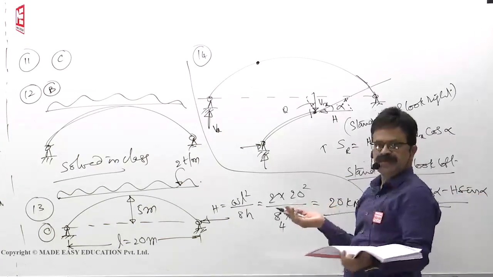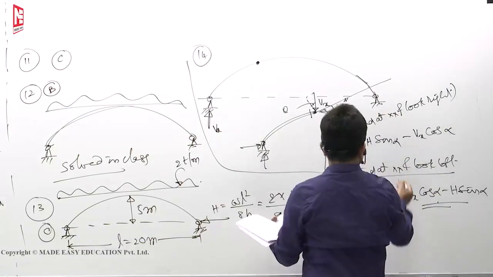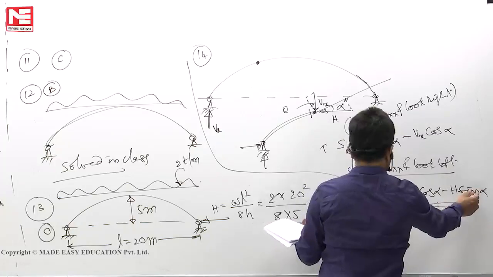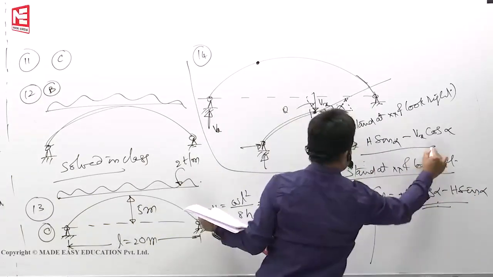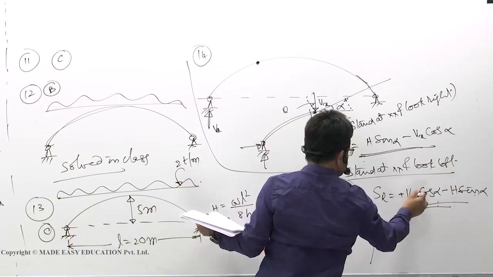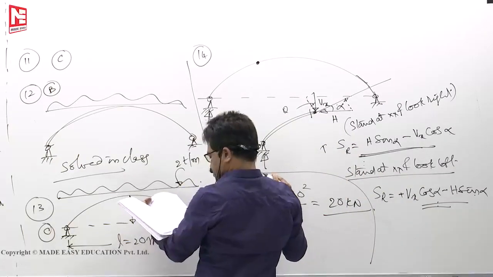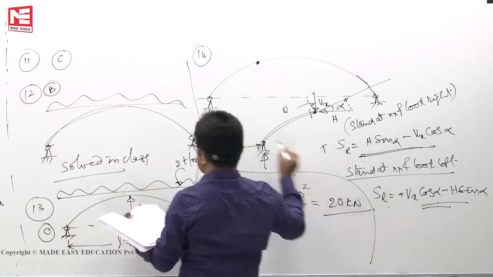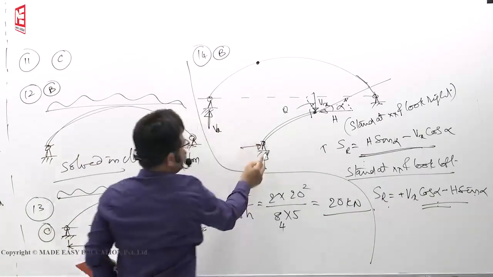Other than this, no option is matching, so you don't have to worry whether it is plus or minus. Vx cos alpha minus H sin alpha you can answer, or if they give this one as plus and this as minus, then also you can take it. Minus H sin alpha means this is B. The 14th one is B. Like this you have to manage.